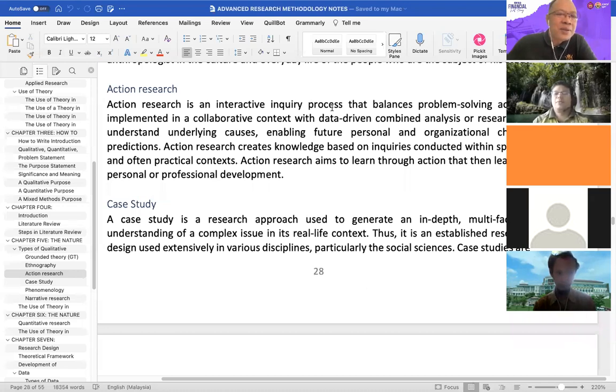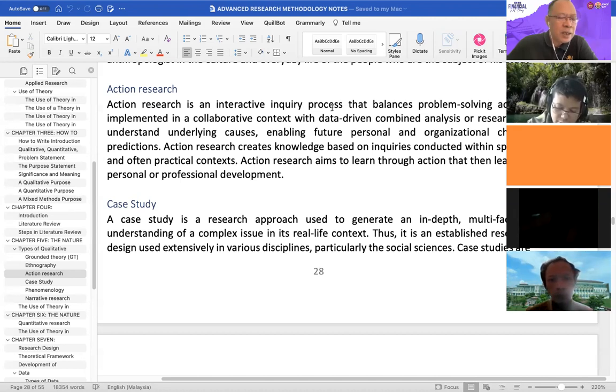This is just an example. I have some students, teachers trying to understand the underlying causes of certain problems. For example, why some students cannot comprehend mathematics, why some students are weak in mathematics. So they try to do the research to understand the underlying causes and then try to take certain actions based on the findings. That's the type of action research.